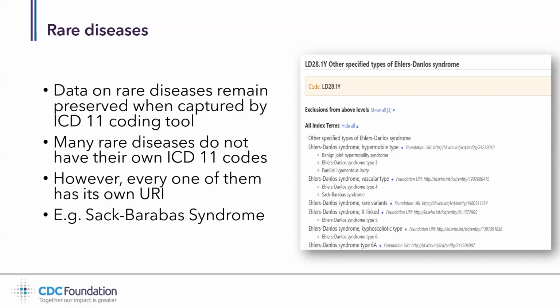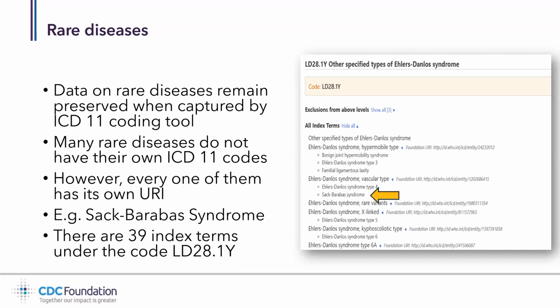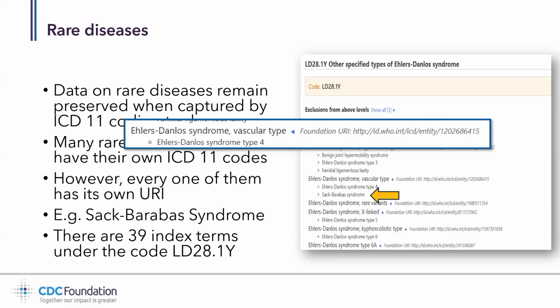For example, Sack-Barabas syndrome is a rare disease. There are 39 index terms under the code LD28.1Y, as you all can see here. But Sack-Barabas syndrome is one of those, and it is a rare disease, and it has a specific URI. Whenever you search this in the coding tool, which we learn in a future session, you will be able to find this condition, and it will remain the same within the ICD Foundation with a unique location within the foundation.